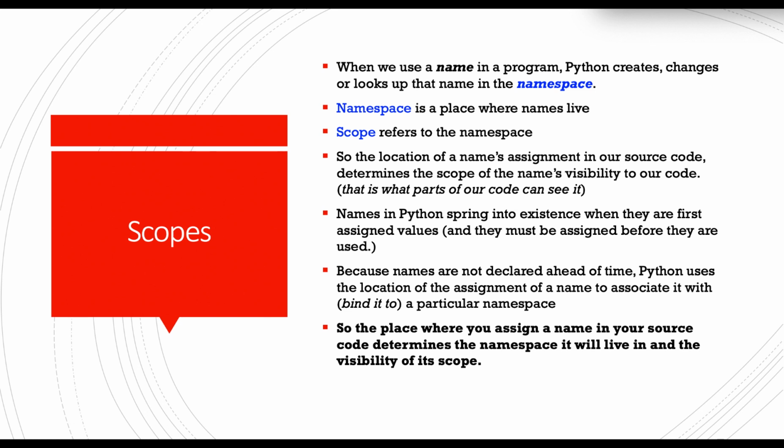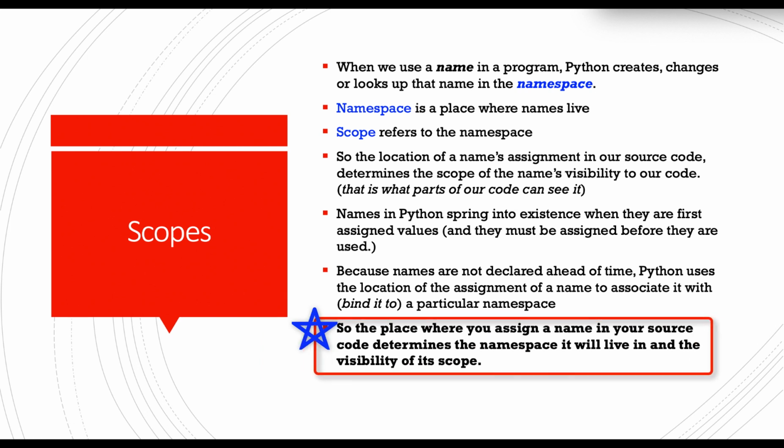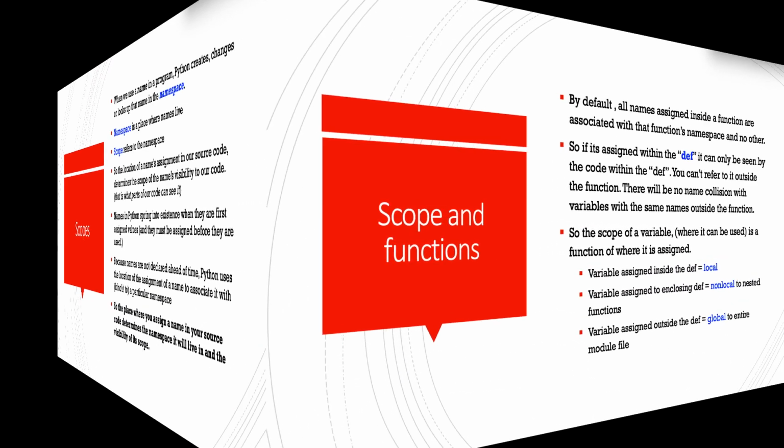Names in Python spring into existence when they are first assigned values, and they must be assigned before they are used. Because names are not declared ahead of time, Python uses the location of the assignment of a name to associate it with, or to bind it to, a particular namespace. So, the place where you assign a name in your source code determines the namespace it will live in and the visibility of its scope.